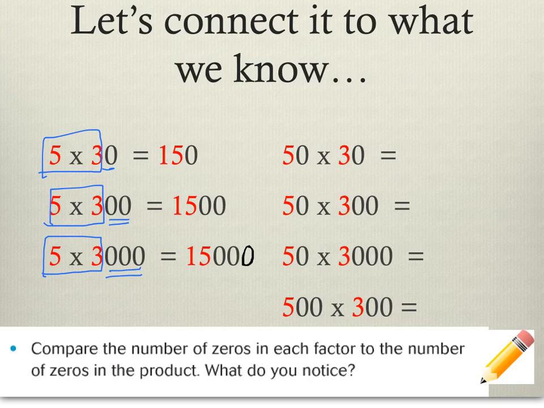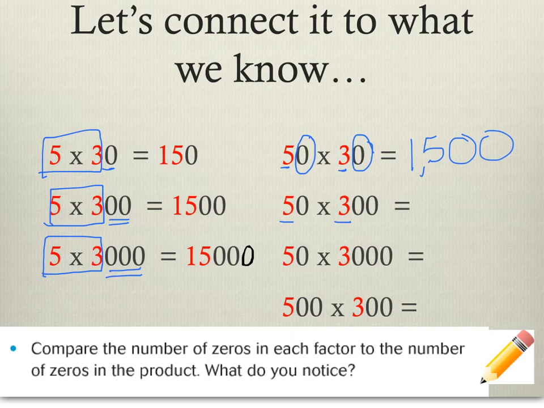In 50 times 30, my basic fact is 5 times 3. 5 times 3 is still 15. This time, however, the 50 has a 0, and so does the 30, which means I need to add 2 zeros in my answer for 1,500. I can continue that pattern for these other problems.